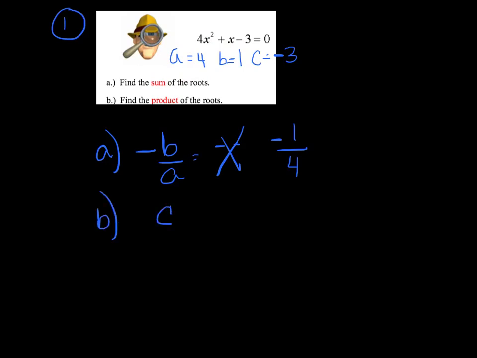Product of the roots, so again, just jot your formula down, c over a. Okay, so I'm just going to grab my c value, which is negative 3, over my a value, which is 4. And it's that simple. Number 2, we'll make it a little more interesting. Now we have to write the quadratic equation whose roots are 6i and negative 6i.